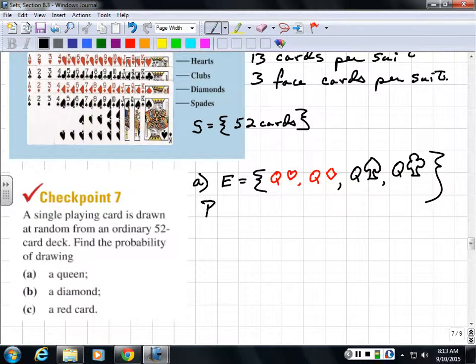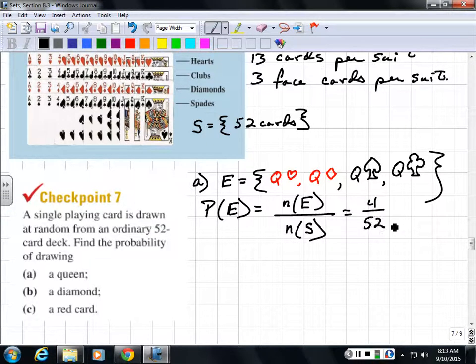So what is our probability? Remember that the probability of the event is equal to the number in the event space divided by the number in the sample space. There are 4 cards in the event space. There are 52 cards in the sample space. So we simply say 4 over 52. We must always reduce these things. You know that fractions have to be reduced, which means the probability of drawing a queen is 1 in 13.